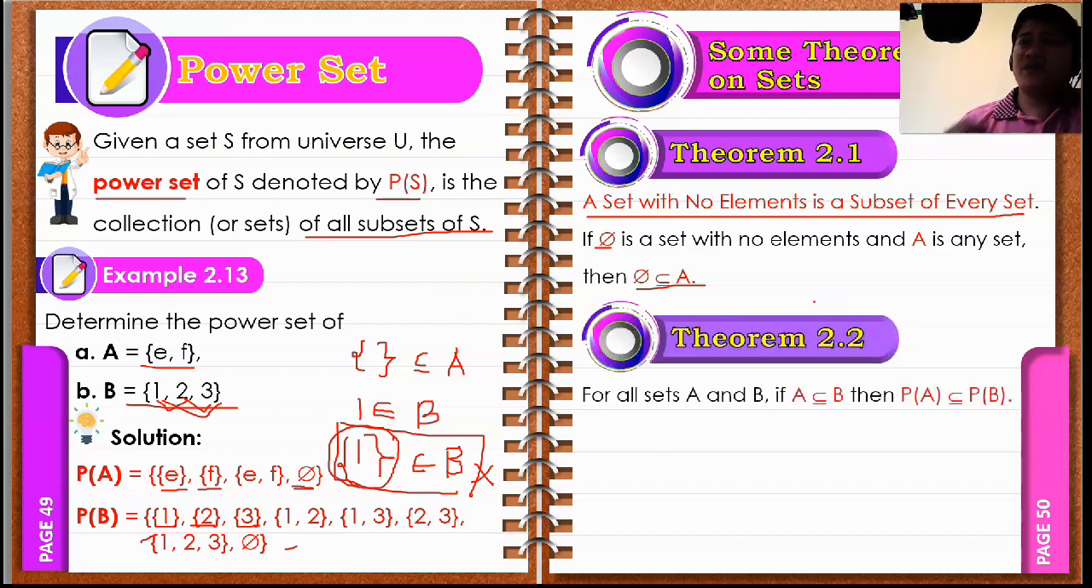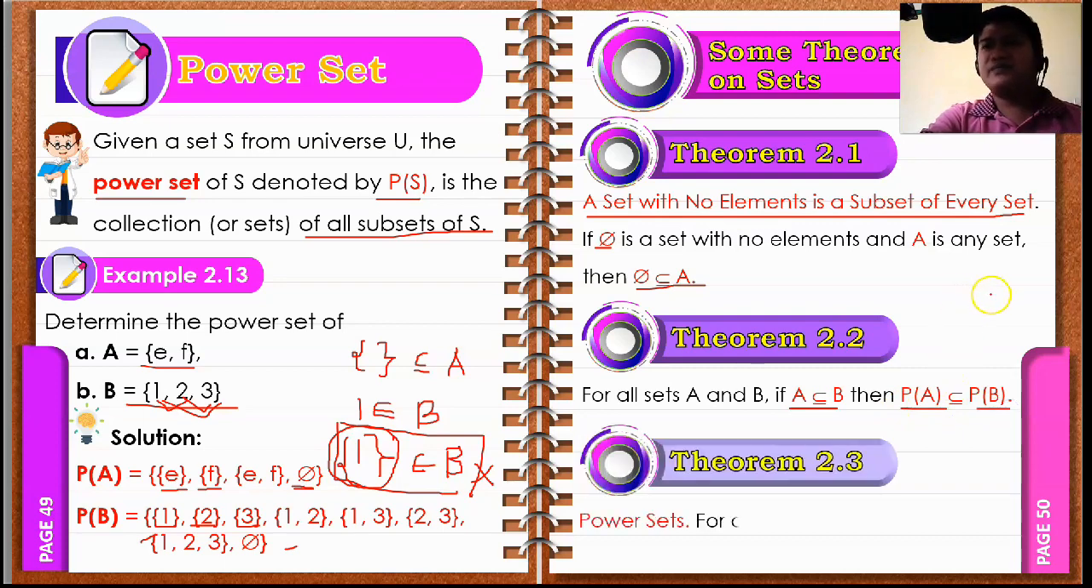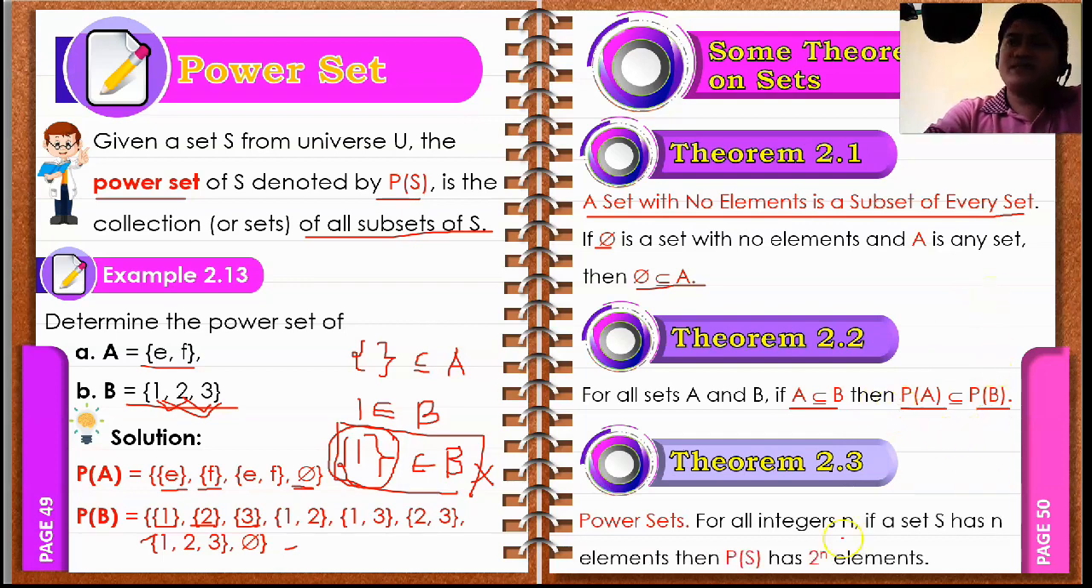Another theorem: for all sets A and B, if A is a subset of B, then the power set of A is also a subset of the power set of B. And finally, this is a very important theorem. This will be the basis if we want to know how many elements there are in the power set of a given set. All you need to do is count the number of elements of the given set, then use this formula, 2 raised to n. For all integers n, if a set S has n elements, then the power set of S has 2 raised to n elements. So in this case, in letter A, n is equal to 2.